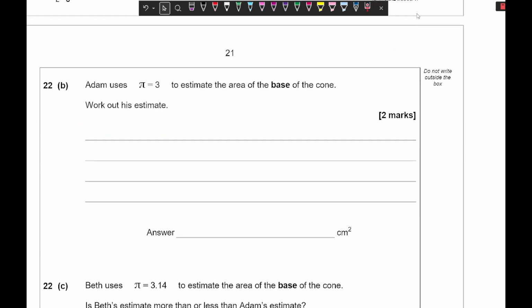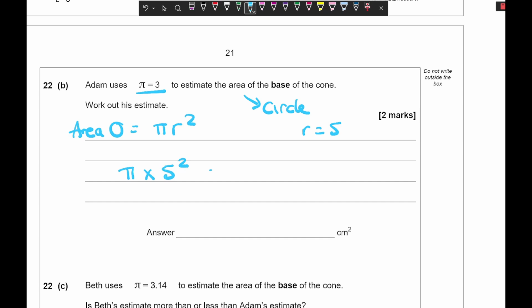Moving on to question 22b, it says Adam uses pi equals 3. Estimate the area of the base of the cone. Now the base of the cone is a circle, and the area of a circle is pi r squared. Now if pi is 3, and remember that r is equal to 5, then what we end up with is pi times 5 squared, and 5 squared is 25, so that leaves me with an answer of 25 pi. And if pi is 3, that's 25 times 3, which gives me an answer of 75.